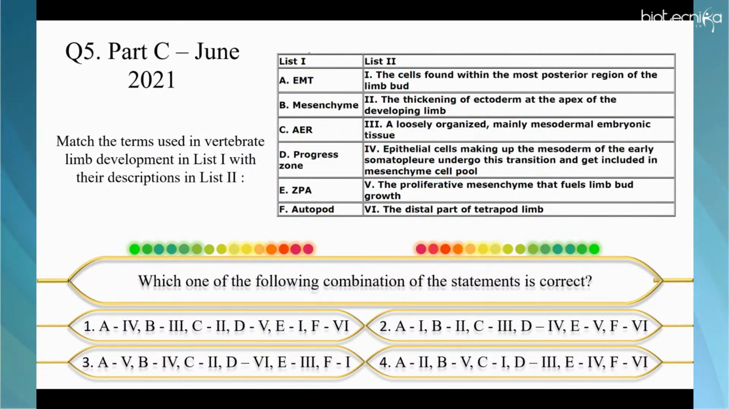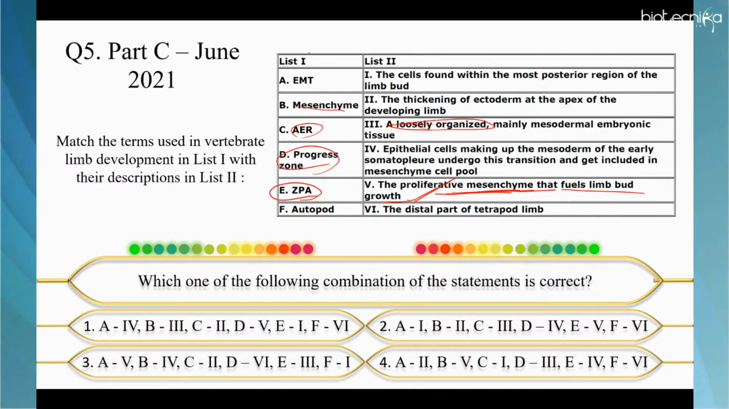Mesenchyme: these are loosely organized, mainly mesodermal embryonic tissue. So they are present just under the AER, the mesenchyme cells. Loosely organized means they are not connected in a layer of tissue. They are just loose cells which can accumulate. Okay. Then we have AER, I already mentioned. Progress zone: it's a proliferative mesenchyme. AER maintains that mesenchyme in the mitotic or proliferative phase. That only will extend the limb further.